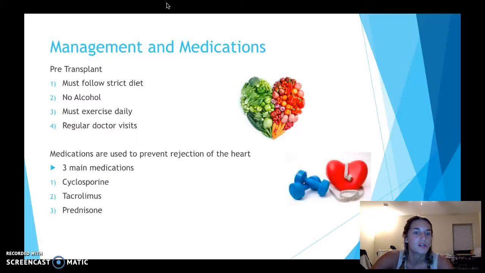3 medications that are used to prevent rejection of the heart are cyclosporin, tacrolimus, and prednisone. So cyclosporin is used in lung transplants also. It's taken orally, and it allows the body to accept the new organs. Tacrolimus is an immunosuppressant as well, and it blocks T lymphocytes and also protects the organ. Prednisone is a corticosteroid, and it prevents the release of a substance that causes inflammation.